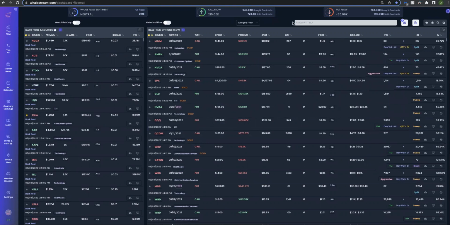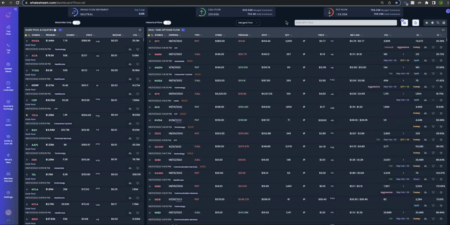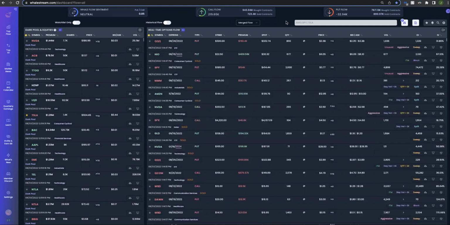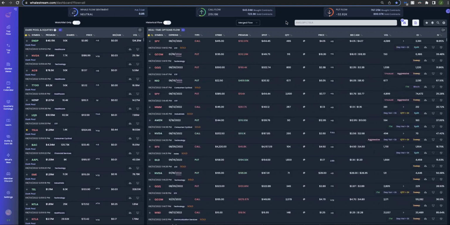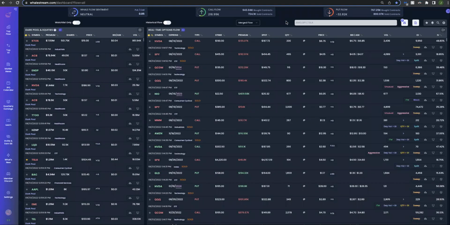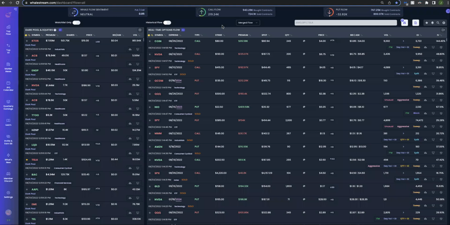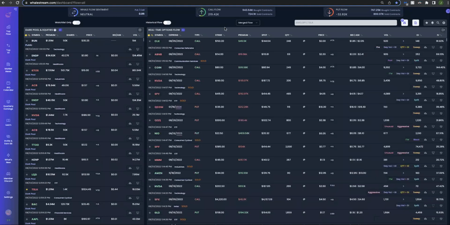So I personally primarily trade SPY and SPX, and I'm a scalper. I'm in and out fairly quickly. Yesterday I did one trade and it was a total of 3 minutes. So I like to be in and out pretty quickly.